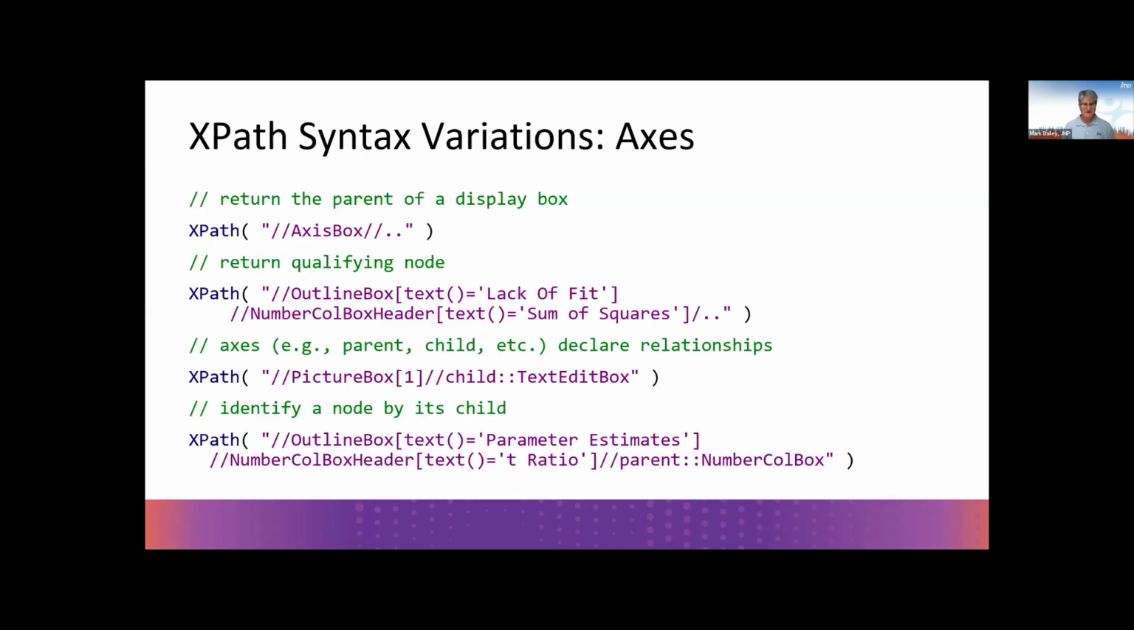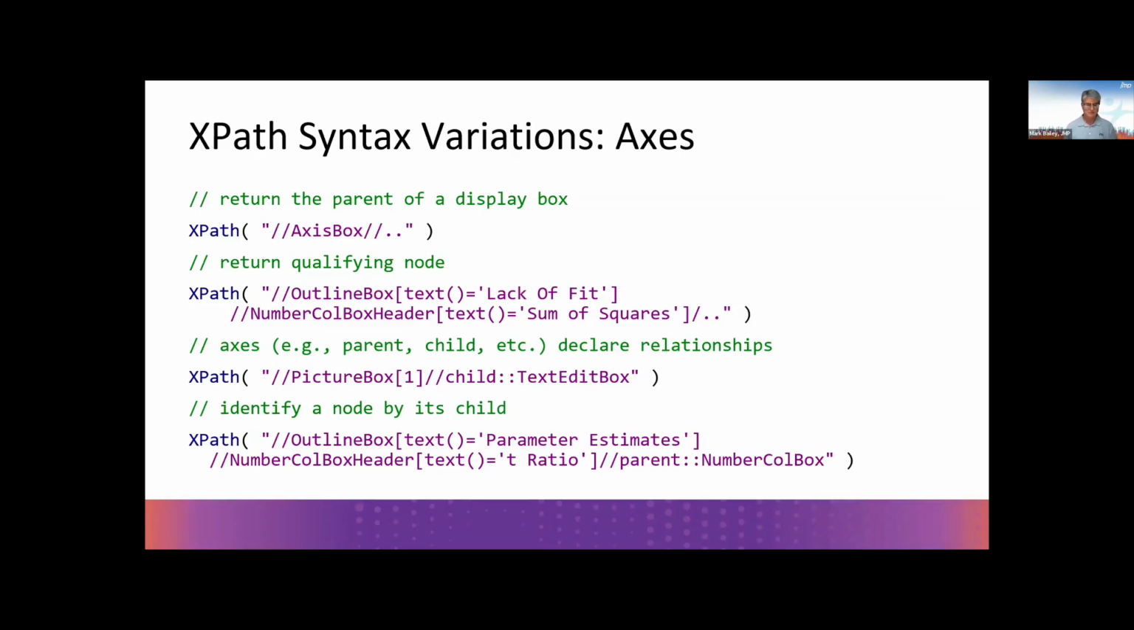Same thing in the second line here. We're looking for number column box headers that have a header sum of squares, and then I want the parent node of that. Well, that's the actual number column box. I can use explicit declarations about the relationship.